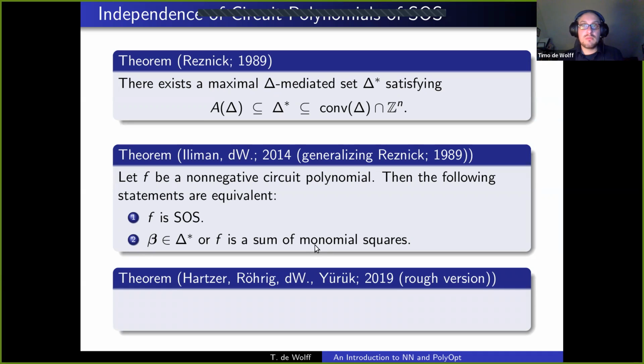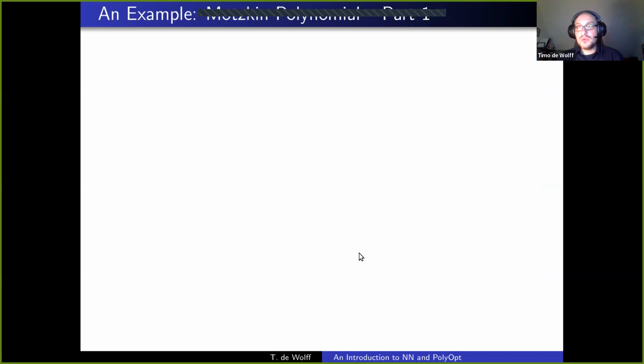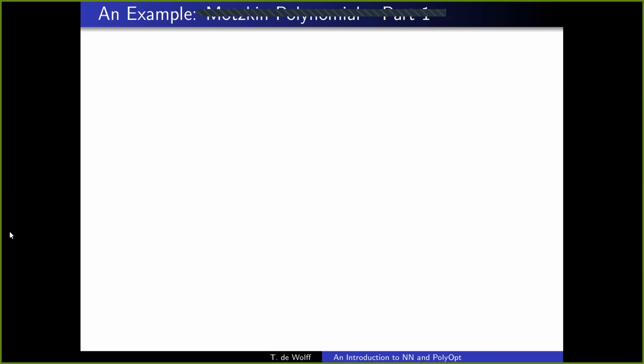There is more to say. In a more recent work, we investigated these delta mediated sets more, and we showed in particular that if you have two simplices, then the corresponding delta mediated sets are isomorphic if and only if these simplices essentially span the same lattice. You can always move them so that one of the lattice points is the origin, and then you consider all the other vertices as basis vectors of a lattice, and you look at the lattice that you span. Okay, so let me show you. Question. Sorry. Yeah, go ahead, please.